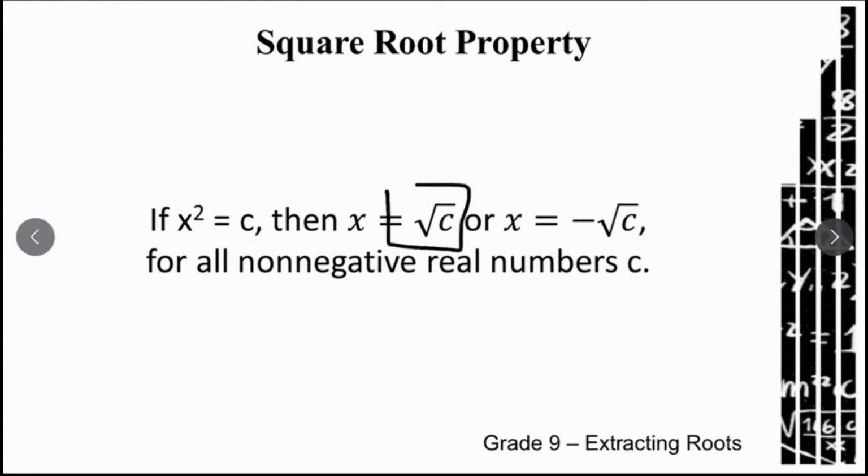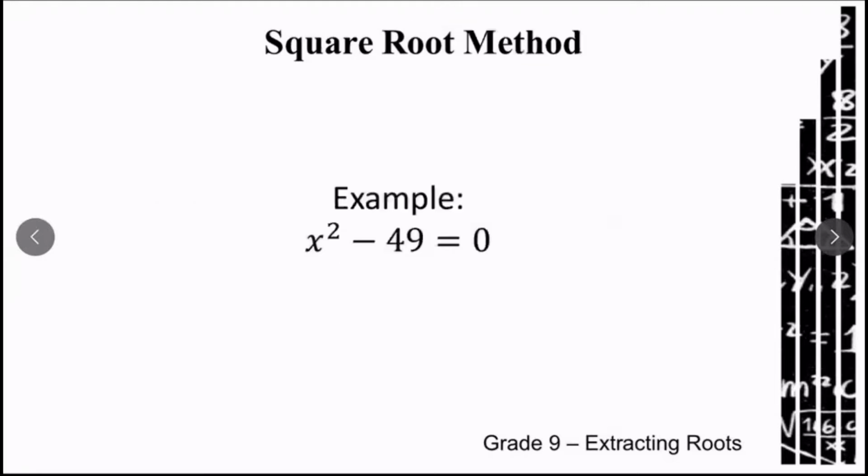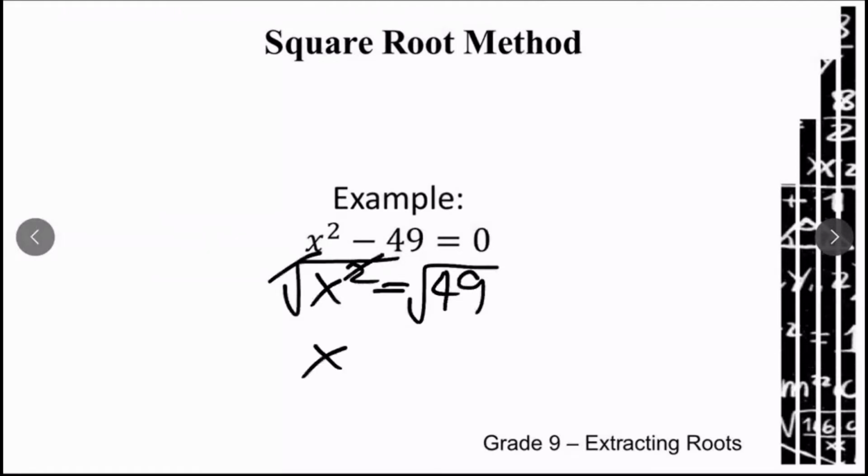One is a positive value and one is a negative value. Therefore, let us apply that in our previous example. Applying to x squared minus 49 is equivalent to 0. Applying the square root method, what will happen? It will become x squared is equivalent to 49. Square root both of them, it will become x.